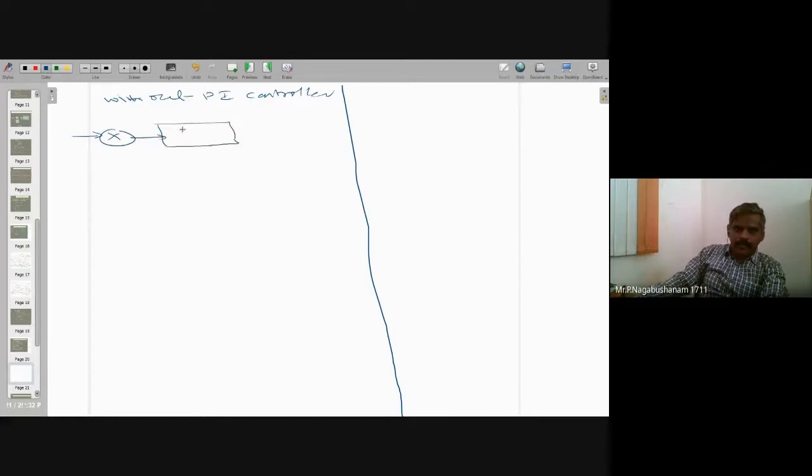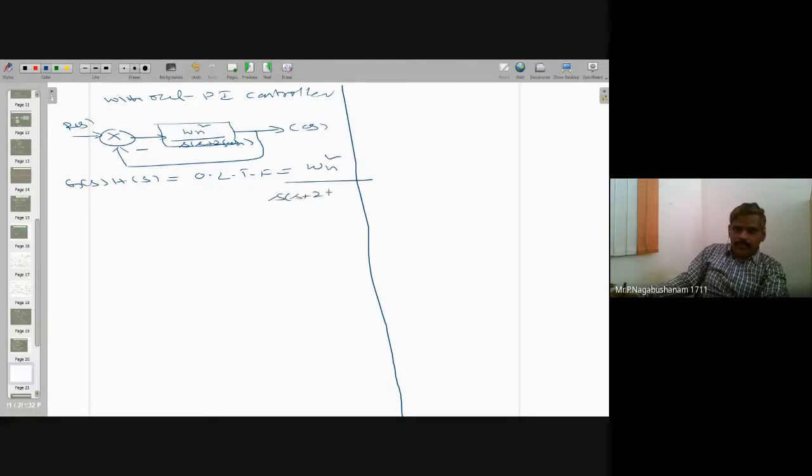Without controller, this is omega n square divided by s into s plus 2 zeta omega n. Then it is C of s. Same diagram, you can take it: a negative feedback, R of s, then G of s, H of s. That means the open loop transfer function is omega n square divided by s into s plus 2 zeta omega n. Then the type number is 1.